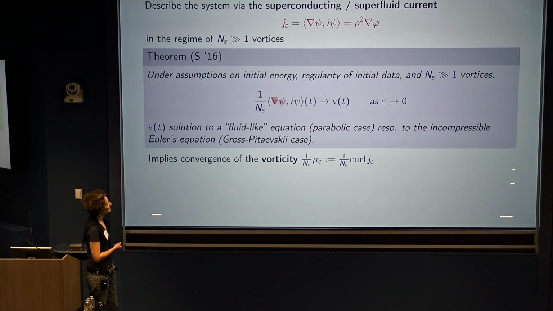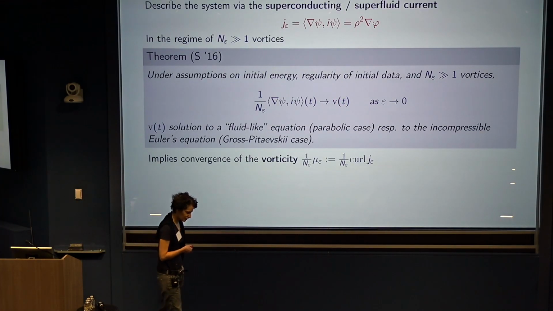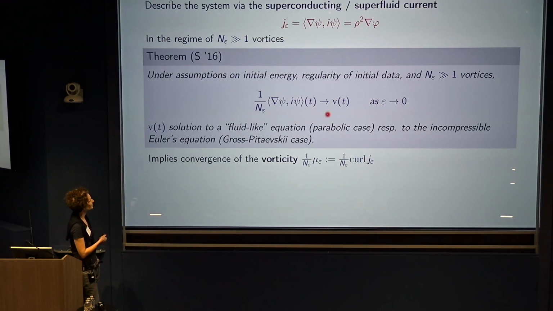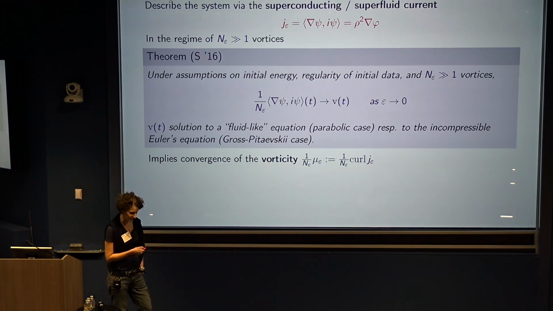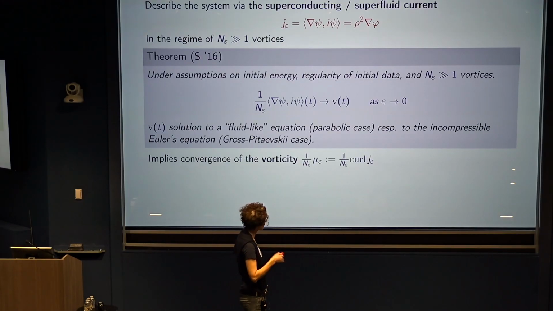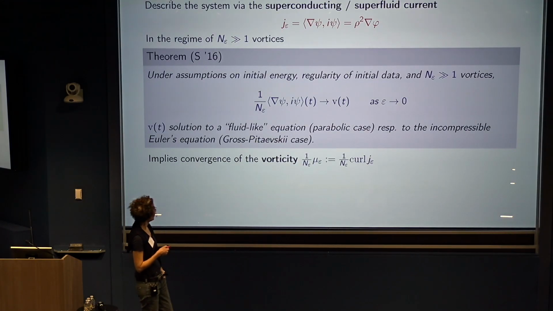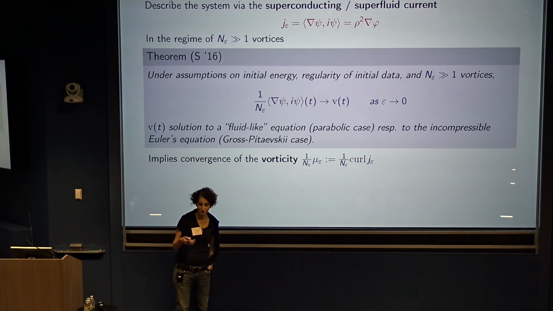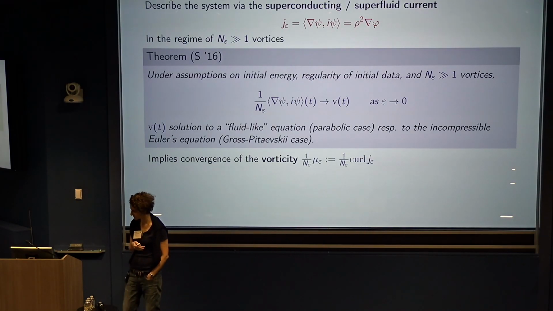Then you normalize your supercurrent by n epsilon, and you find that this converges to a certain velocity field v of t, which is the solution of a fluid equation. I didn't write the equation, but in the case where you started from Gross-Pitaevsky, it's the incompressible 2D Euler equation, the one you know. And in the parabolic case, it's a dissipative analog of Euler that you can write down.